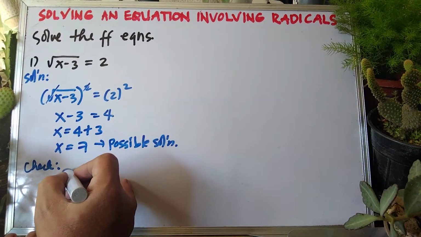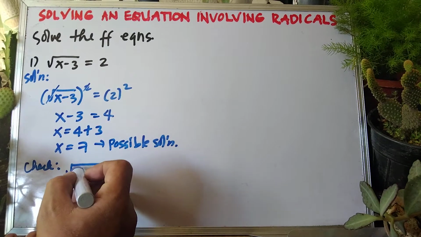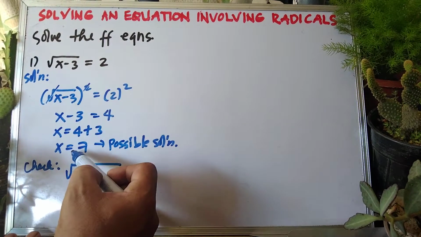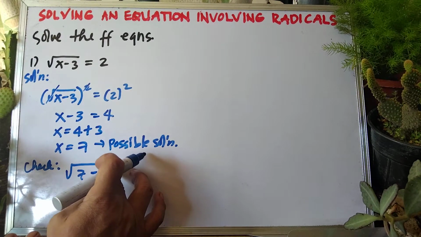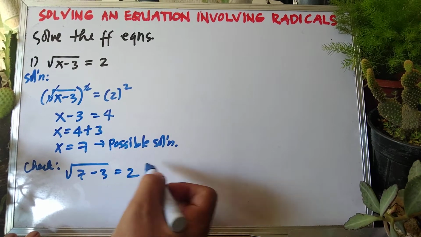Go back to the original equation. So we will replace x here by 7. You have square root of 7 minus 3 is equal to 2.